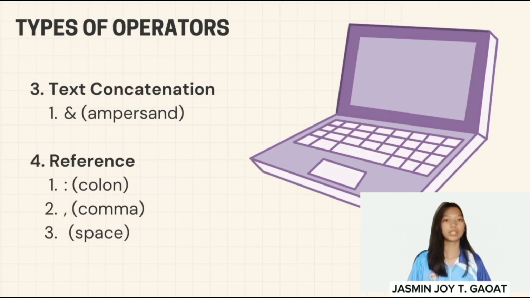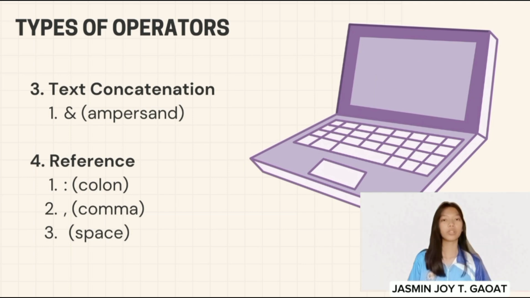The third operator is text concatenation. First is the ampersand, which is used to connect or concatenate two values to produce one continuous text value. For example, north and wind.